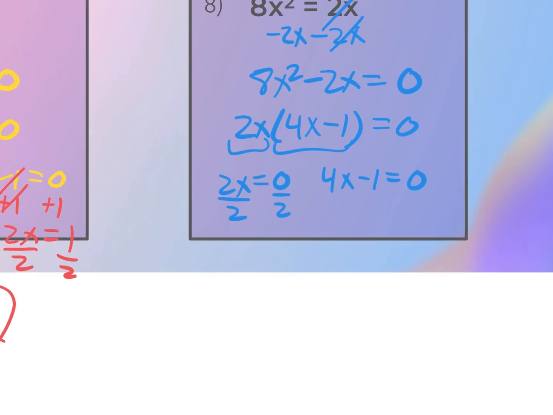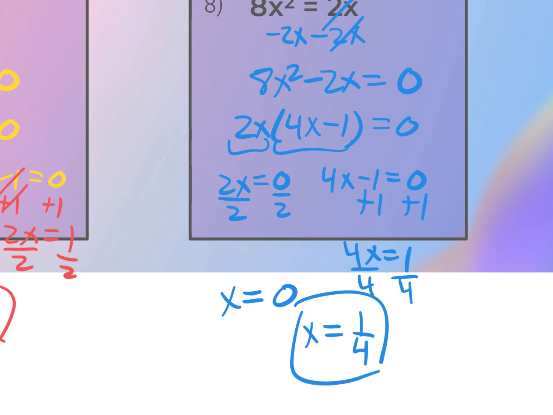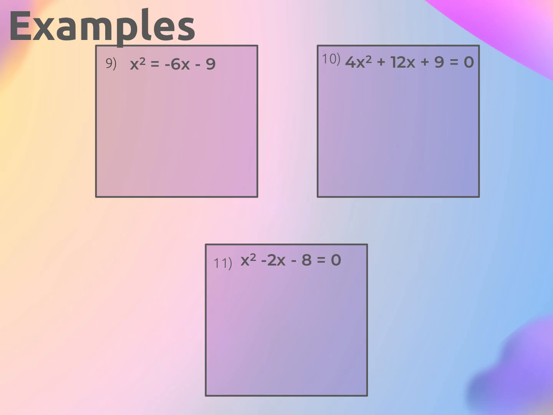So then we get x equals 0. All right, we can add 1 on both sides. We get 4x equals 1. Divide by 4, divide by 4. And then we get x equals 1/4. All right, let's keep going with some examples.